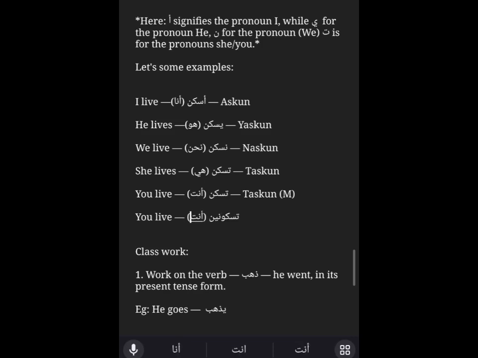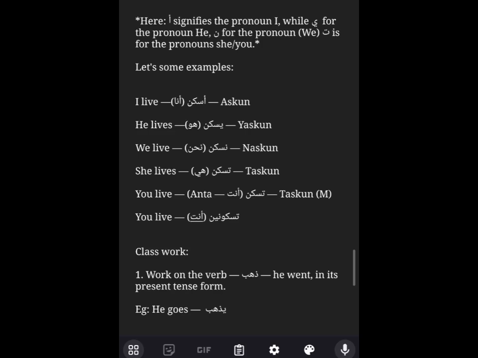Taskunina anti. In this case, it's anti. For masculine, you say anta. That's a pronoun. And of course, for feminine, you say anti. However, to make a distinction with the verb, you say taskunina. Please take note of that.